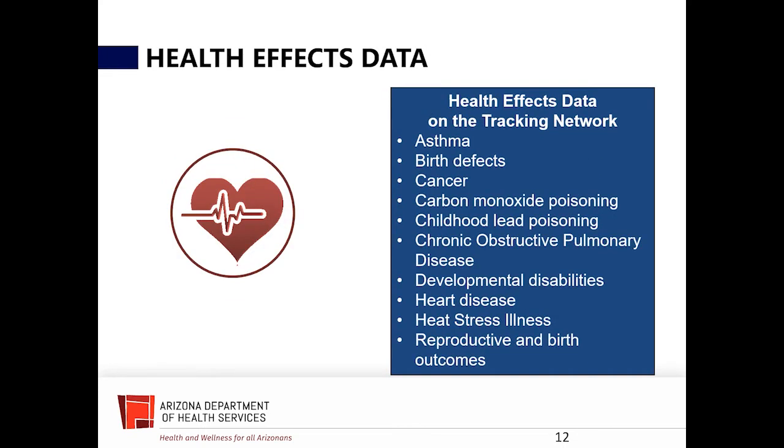Health effect data also play a vital role in tracking efforts. Data exists on a variety of health conditions from chronic to acute illnesses to injuries and disabilities. These data come from a variety of sources, including the census, electronic medical records, national surveys, surveillance systems, and vital statistics. For example, the tracking network includes data on asthma hospitalizations and asthma prevalence, which is the number of people diagnosed with and living with asthma.